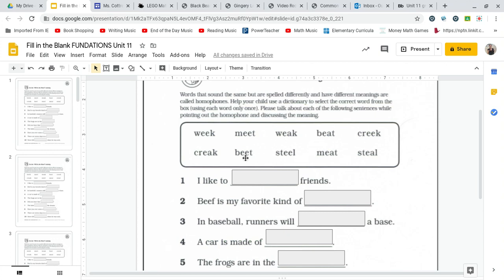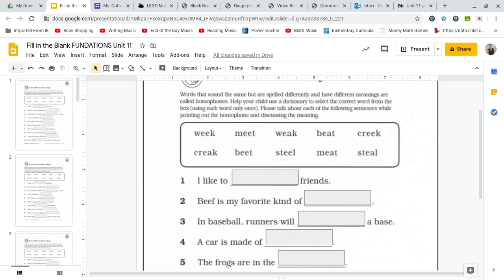Then we have the word beet and beat. So beet with two E's is the vegetable, right? It is something that you can eat. And beat with the EAT, you can't follow that same eat rule with this one. It's actually the opposite. This is a sound, so the beat of the drum. Right? And then we have steel and steal. This steel with the two E's is a type of metal that they use to make buildings. This type of steal is to take something, right?